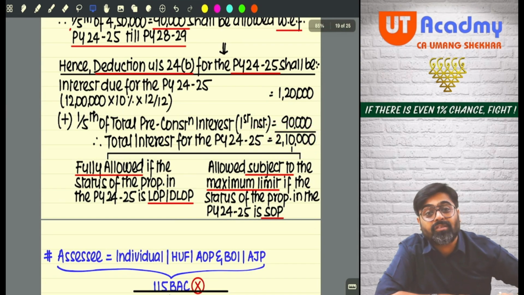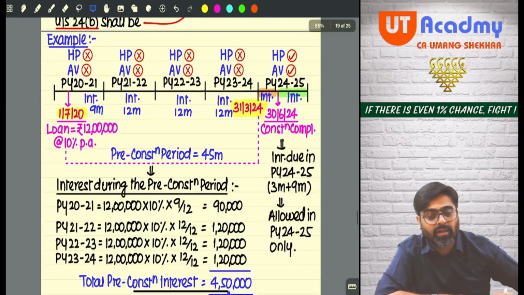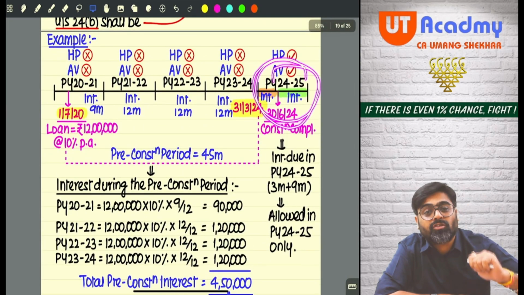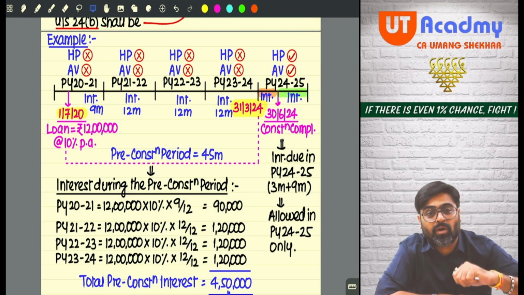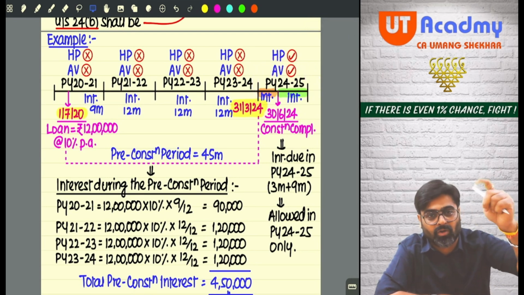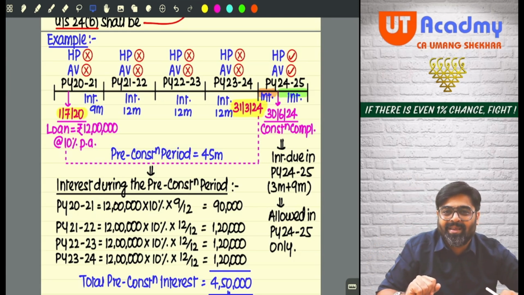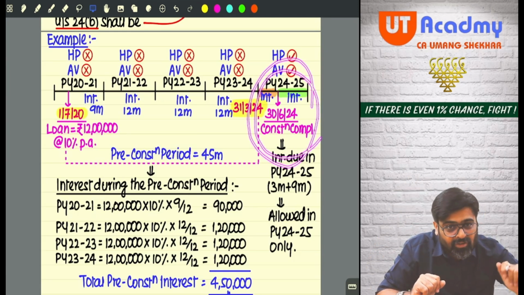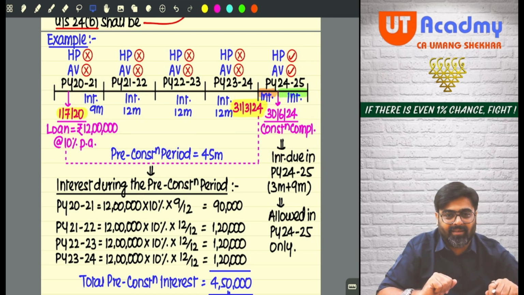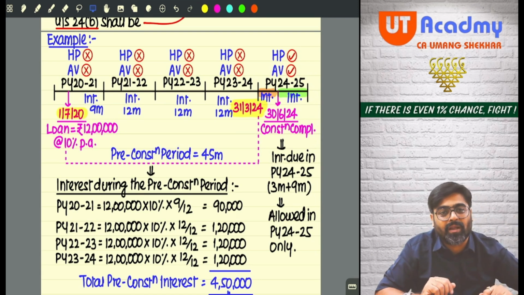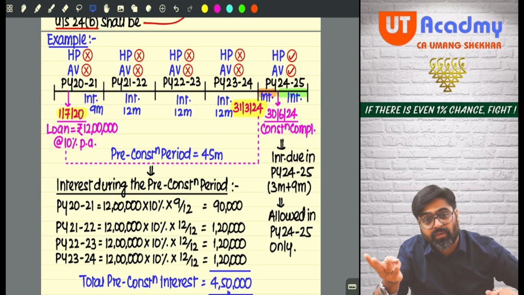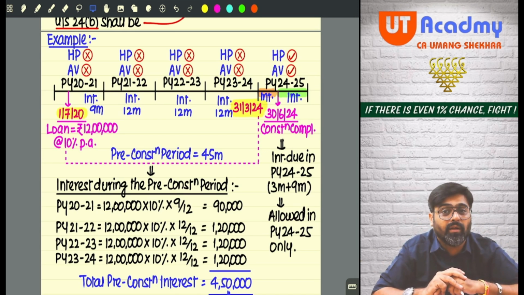Now check what is the status of my property in this year. So if in this year the status of my property happens to be LOP or DLOP, so this is the interest related to LOP, DLOP, entire 2 lakh 10,000 will be allowed. But in this year, if the status of the property was SOP, so entire 2 lakh 10,000 will not be allowed. It will be allowed subject to maximum limit of 30,000 or maximum limit of 2 lakh. What limit I will take?